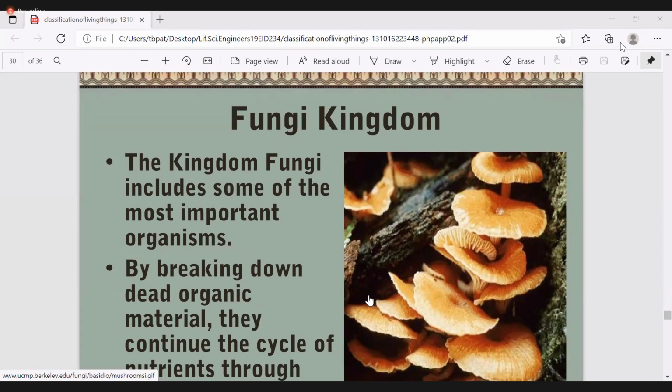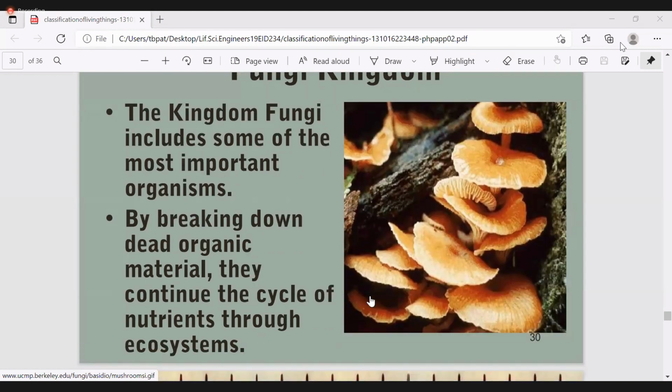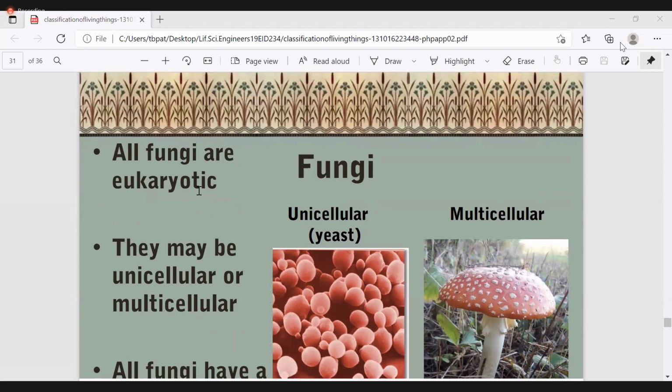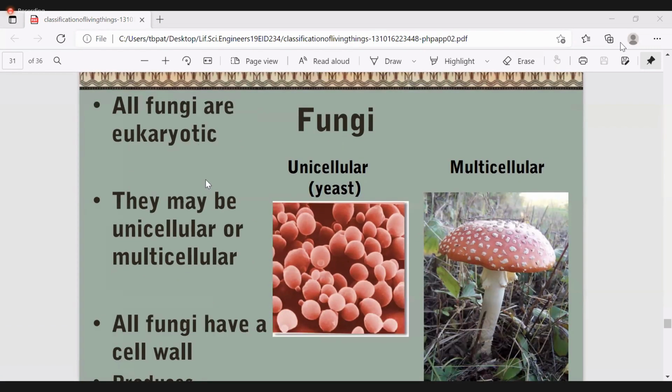Fungi includes some of the most important organisms, by breaking down dead organisms. This is the material that contains the cycle of nutrients in the ecosystem. It absorbs or consumes dead plant bodies, dead leaves, dry leaves, and even wet cloths, where we can also identify fungi. All fungi are eukaryotic. We can identify unicellular and multicellular fungi.